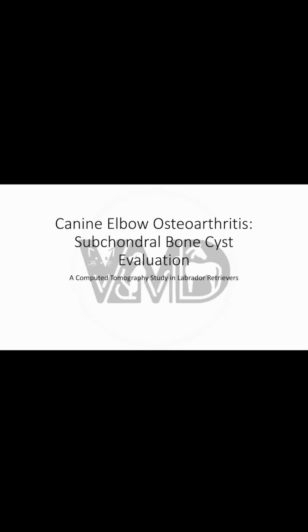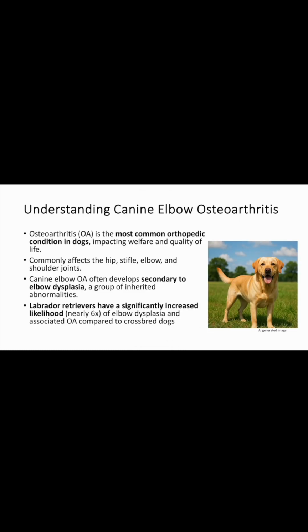Today, we're diving into a fascinating study on canine elbow health. Osteoarthritis is the most common orthopedic condition in dogs, with a significant negative impact on their welfare and quality of life, commonly affecting joints like the hip, stifle, elbow, and shoulder. In the canine elbow, osteoarthritis often develops as a secondary condition to elbow dysplasia, a group of inherited developmental abnormalities.